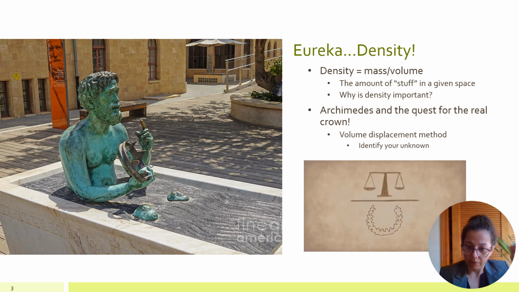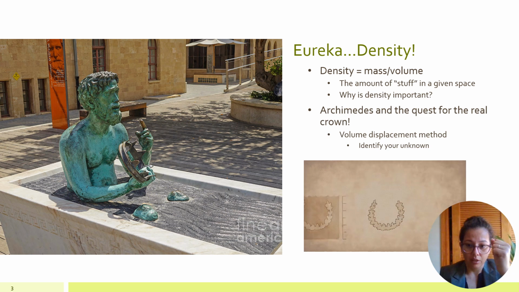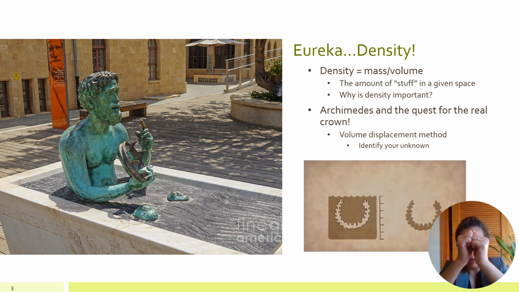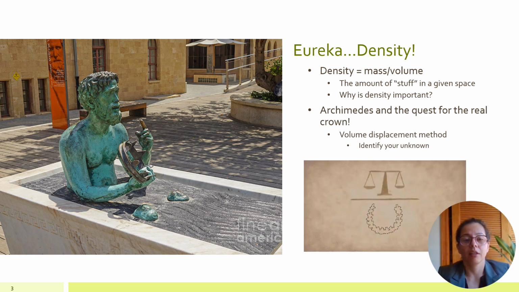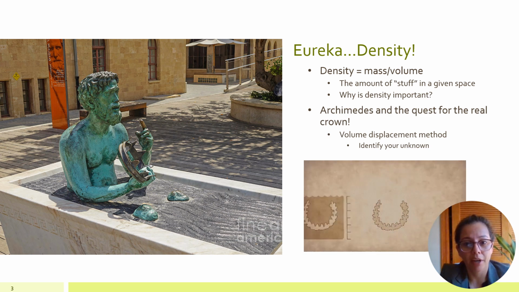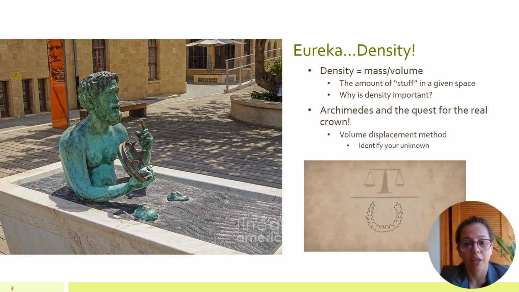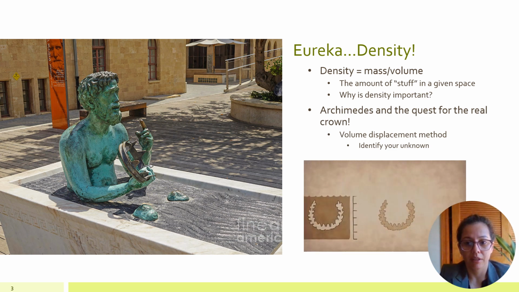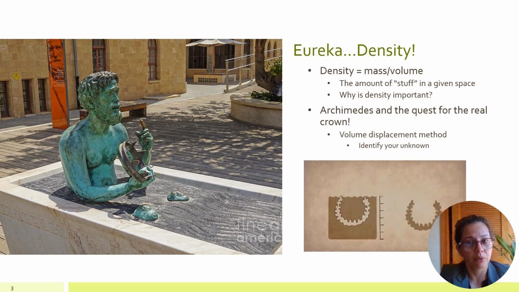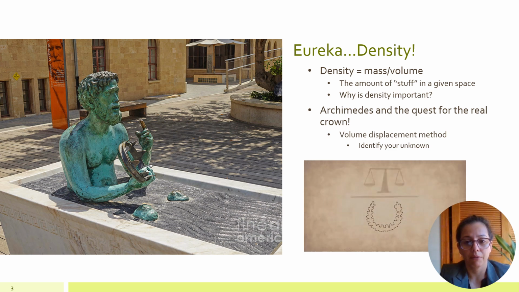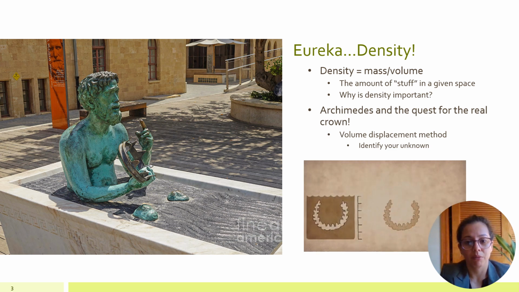Now you will have the mass, you will have the volume. From that, you can calculate the density, and then you will compare that value to the list of possible unknowns and their respective densities. And from this, you will be able to help identify the unknown that was assigned to you.